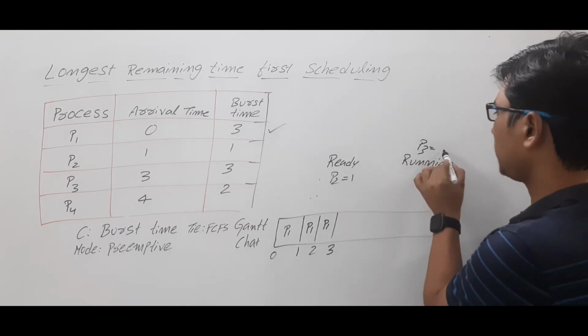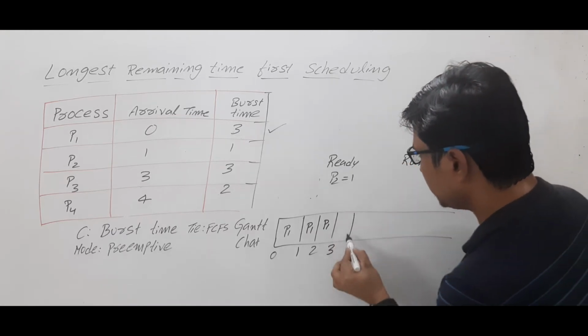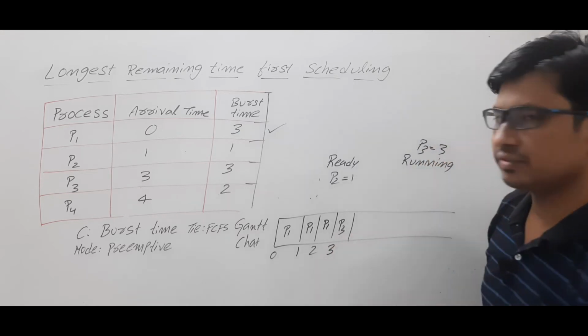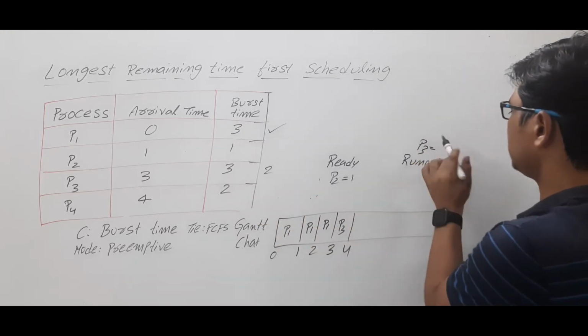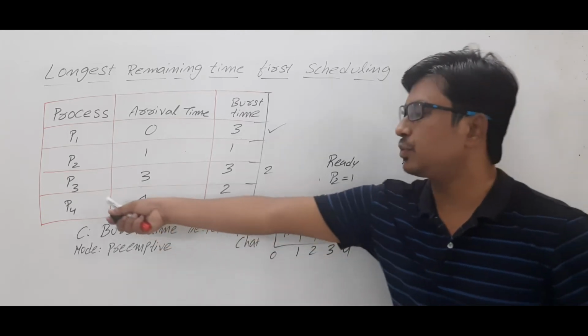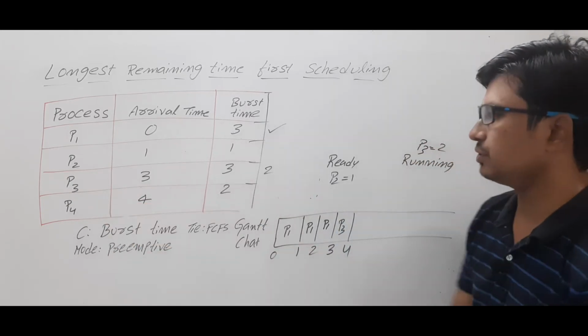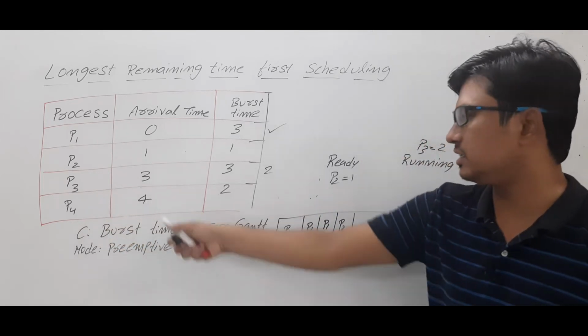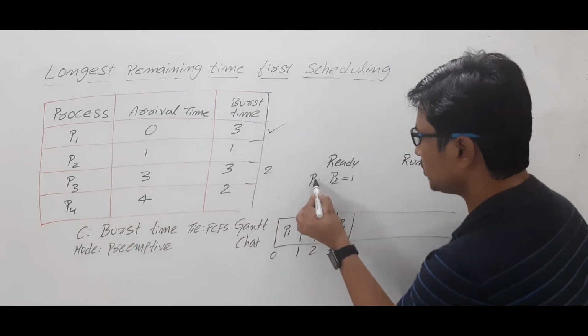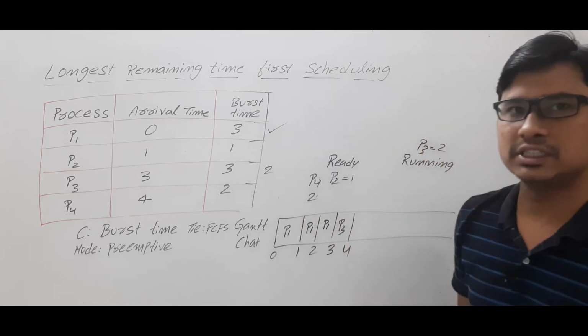So it will run for 1 unit of time. Its remaining burst time is 2 units. By that time, process P4 has arrived, because it is mentioned here that process P4 will arrive in the ready state at 4 units of time. So process P4 has arrived, and its remaining burst time is 2.